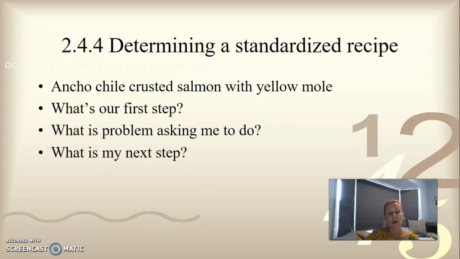Okay, so the next and final thing that I want to discuss with you is a new term called a sub-recipe. I want you to look on page 67 at the recipe for ancho chili crusted salmon with yellow mole. At the top you'll see that recipe says yields 25 servings. Then it lists all the ingredients. Then you'll see a sub-recipe for yellow mole. A sub-recipe, by definition, is just a recipe that you always make to go along with the big recipe. So this salmon is always served with the yellow mole sauce.